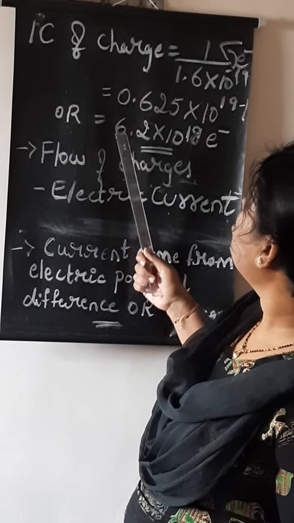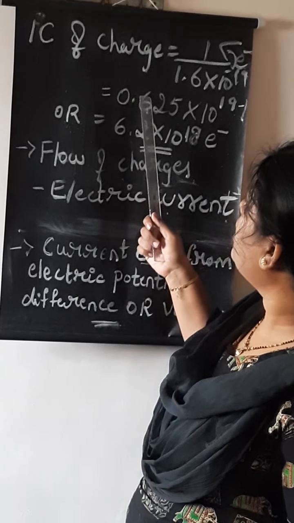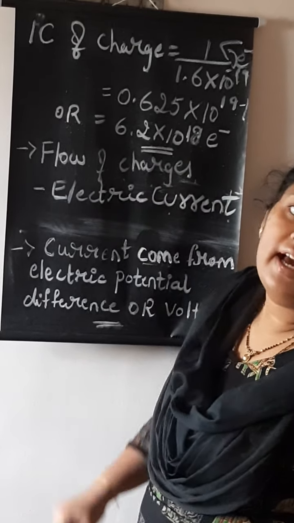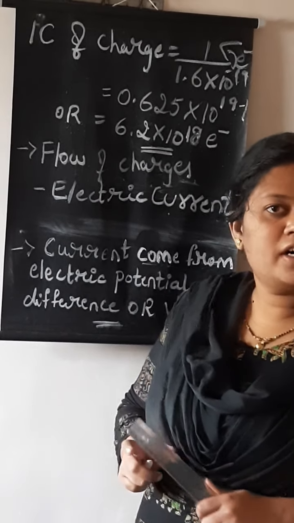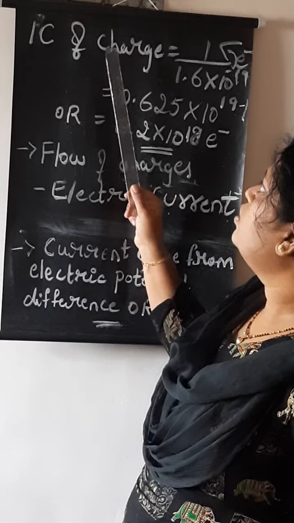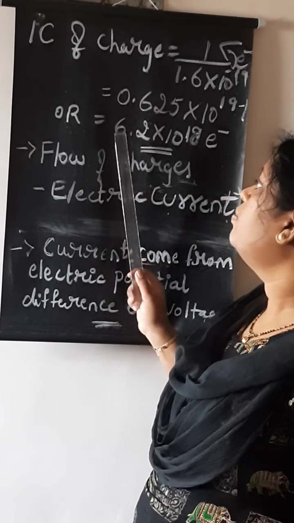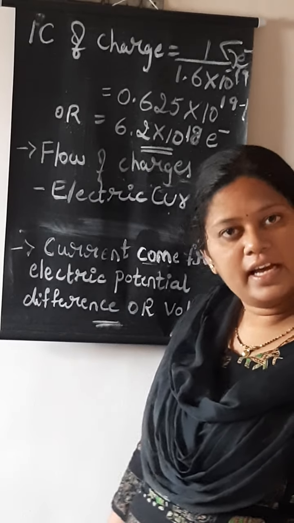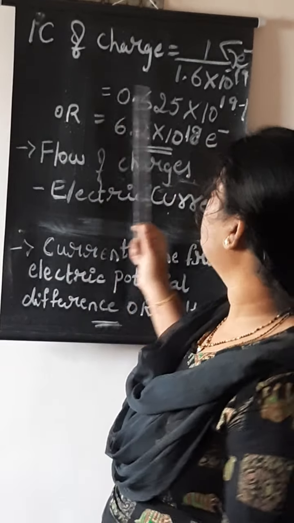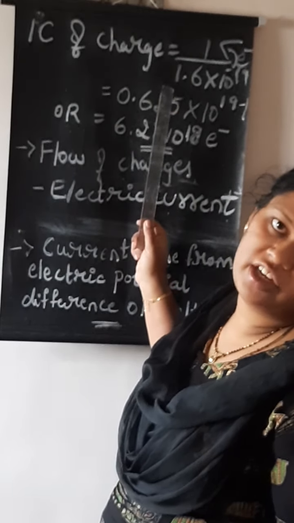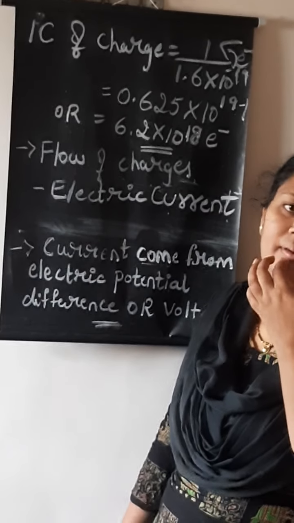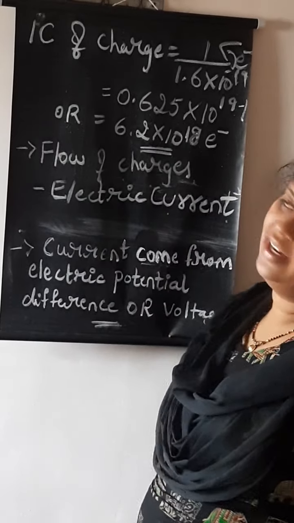Similarly, here also, when I shift the decimal point after 6, it becomes 6.2 into 10 to the power 18 electrons. You have answered in the worksheet, no? 1 coulomb of charge consists of how many electrons? It is 6.2 into 10 to the power 18 electrons. How did we get this? By doing this simplification. 1 by 1.6 gives you 6.2 into 10 to the power 18 electrons.